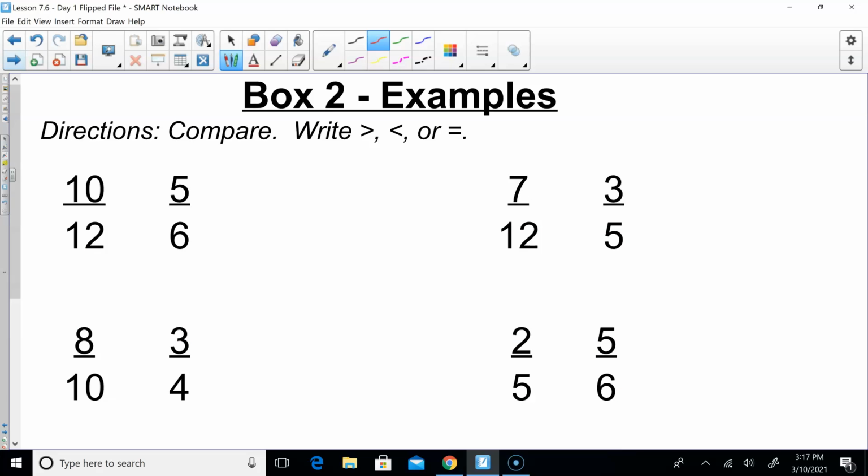And now we've taken away all of our helps. We're going to use those strategies that we learned about at the beginning of the lesson. Can we find things that have the common denominators? So the first one, we got 12 and 6.